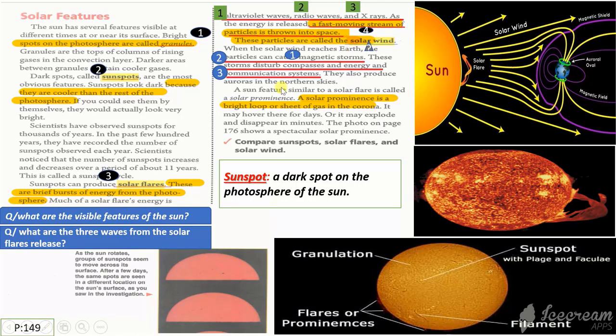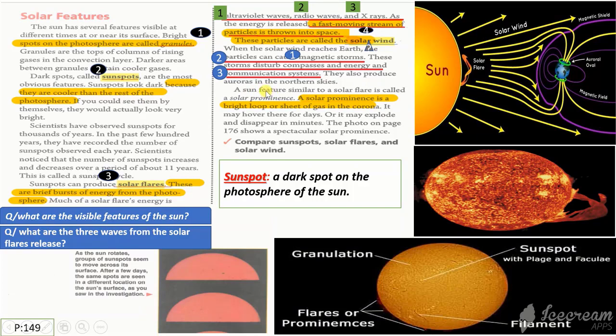Do you remember, my pupils? Another question about this subject. I asked this question before in class. What happens when the solar wind reaches Earth? The particles can cause number one, magnetic storms; number two, storms that disturb compasses and energy; number three, communication systems.